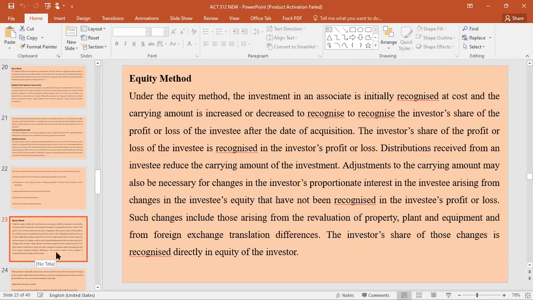Now, how does the equity accounting method work? Under the equity accounting method, the investment in an associate is initially recognized at cost, and the carrying amount is increased or decreased to recognize the investor's share of profit or loss of the investee after the date of acquisition. When we start doing the calculations or the practicals, you understand the theory better.